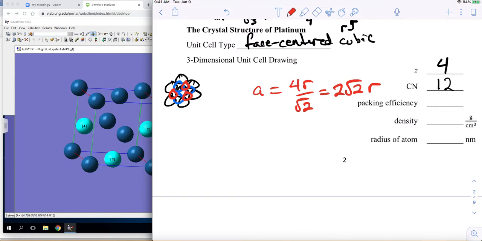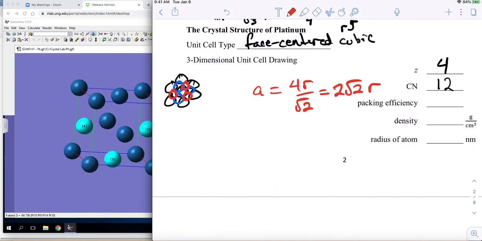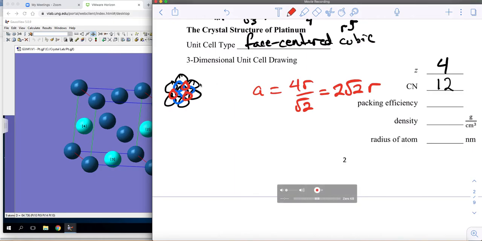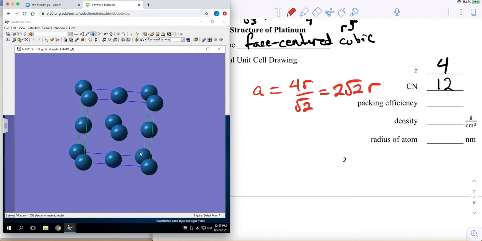Now, the other thing I did want to mention, there's space in all of these for the 3-dimensional unit cell drawings. When you get to the end of basically the whole lab, it is going to ask you for 3-dimensional drawings of each of these structures. So do these as best you can, but don't lose too much sleep over how perfectly drawn they are. Do your best to draw something that resembles a face-centered cubic cell.